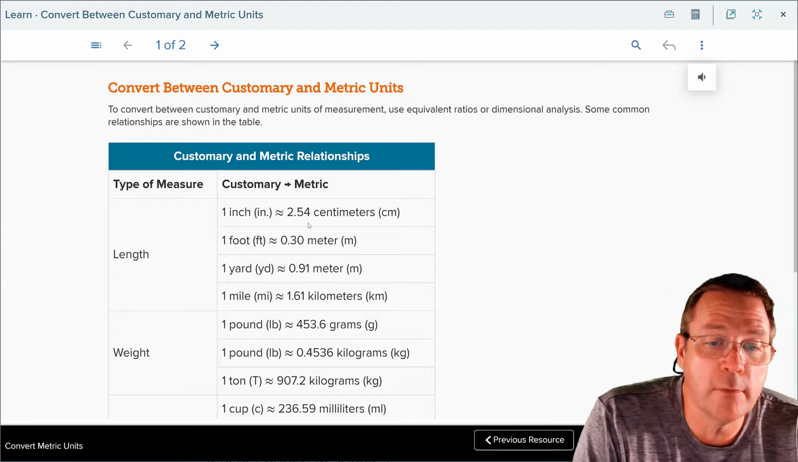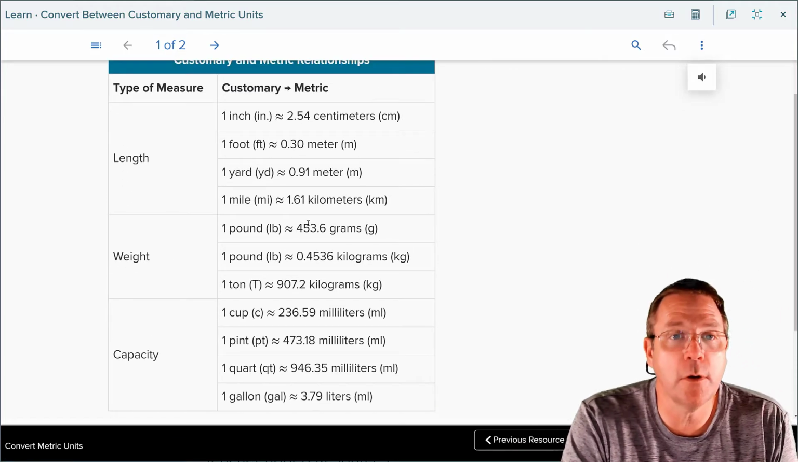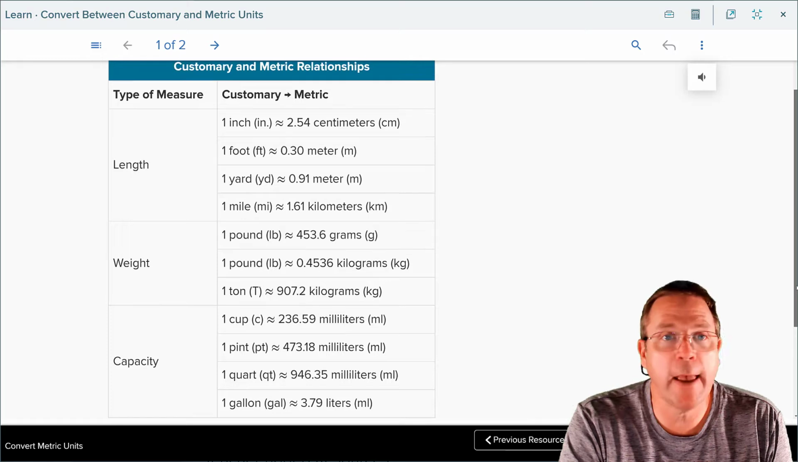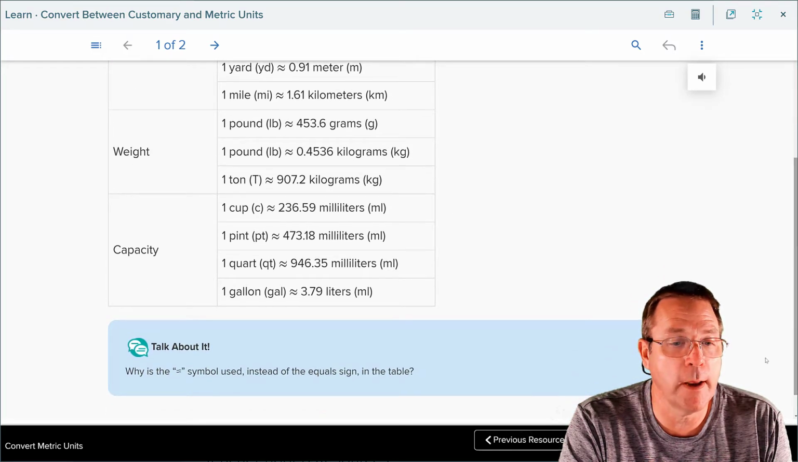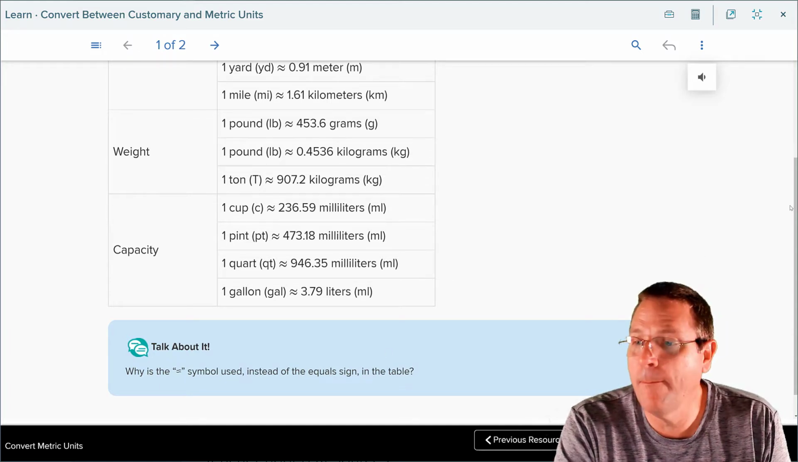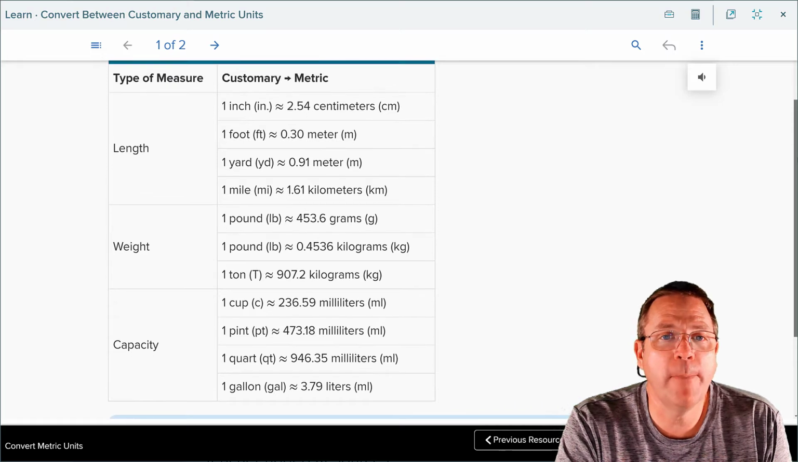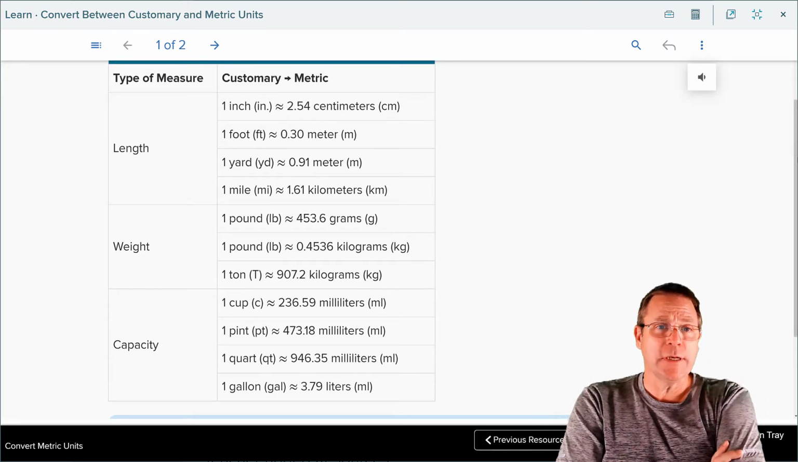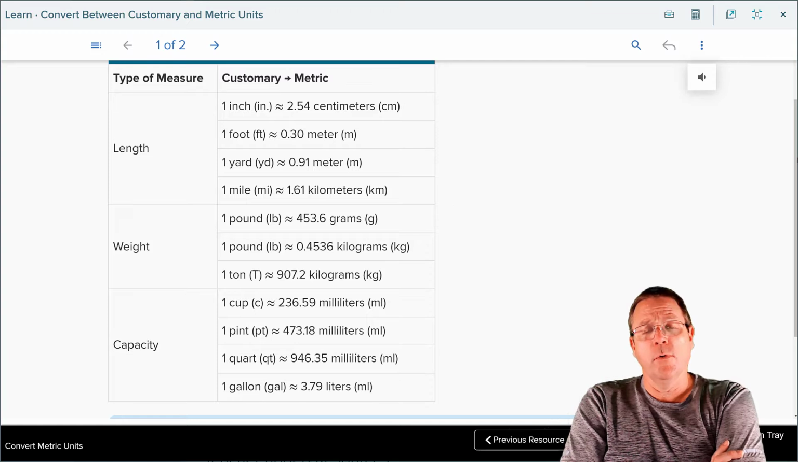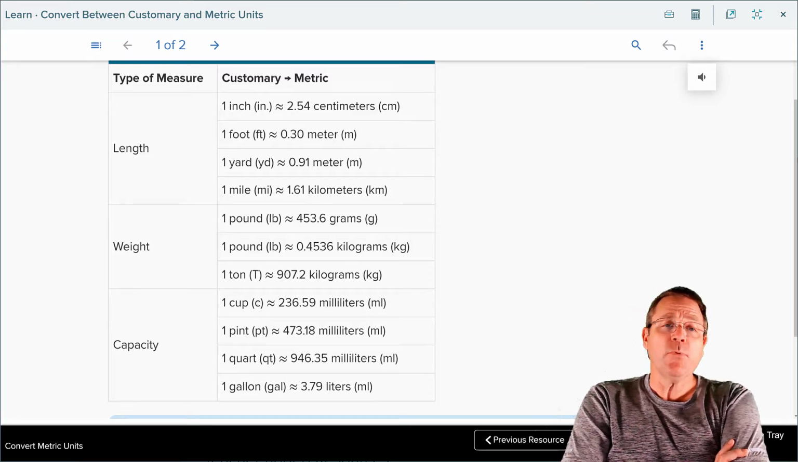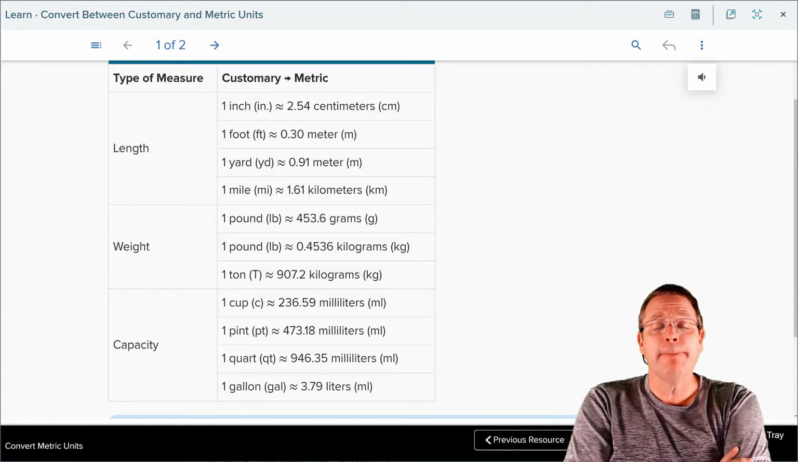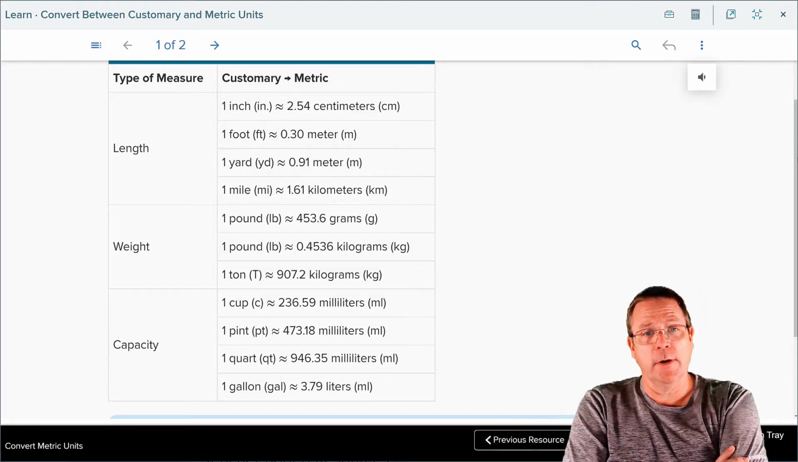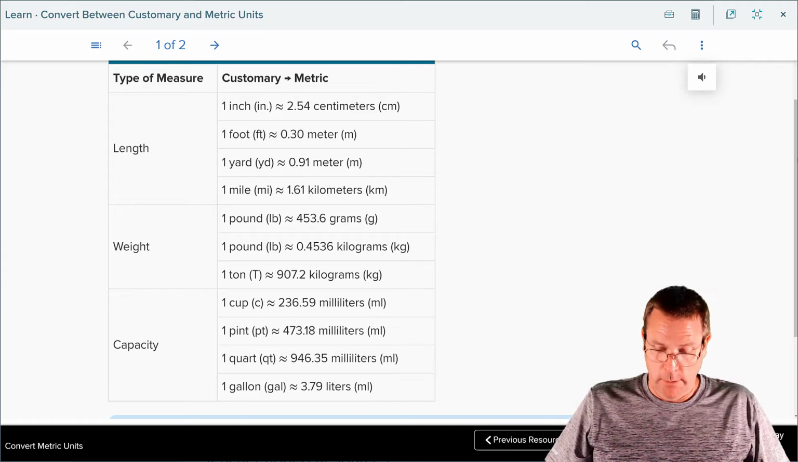Now you can see this big old table of relationships here, and we're going to take a screenshot of that so I have it to refer back to. But I do need to point out this talk about it thing down here. This squiggly looking equal sign is your about sign. And we use an about sign because 1 inch does not equal 2.54 centimeters. It's pretty close to 2.54 centimeters. You could say it is about 2.5 centimeters, but it is not equal to it.